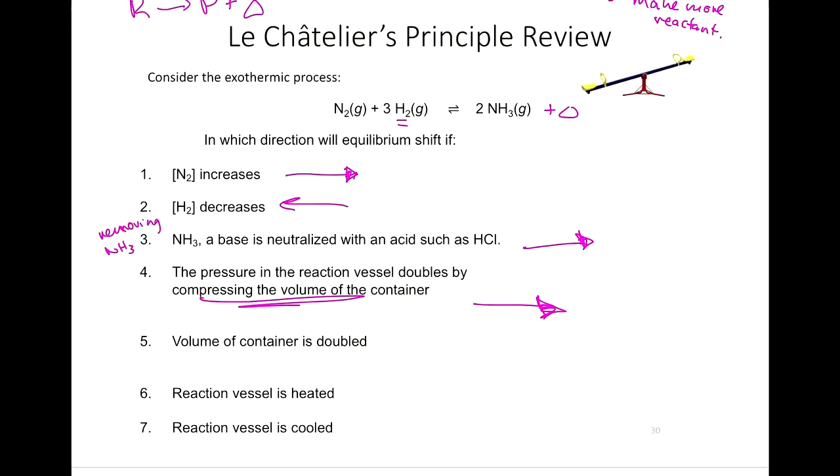All right, volume of the container doubles. Which way do I move? Reactants, because I can now buy more plants, 4 moles of plants instead. All right. What if we heat the reaction? Which way does it go? Reactants, yes, because triangle is a product, and then it is cooled, so we're removing triangle, so it goes to the product side. And that's how you do it.